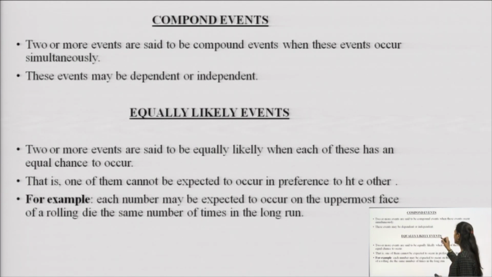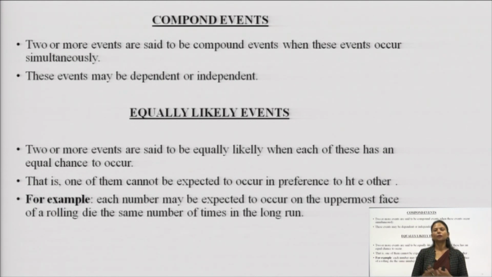For example, if I have a pack of 52 cards and I am drawing one card, any card can come. If I am putting it back again, any card can come, either an ace, a joker, or a queen, any number. So, every card in the pack has an equal likelihood of coming.